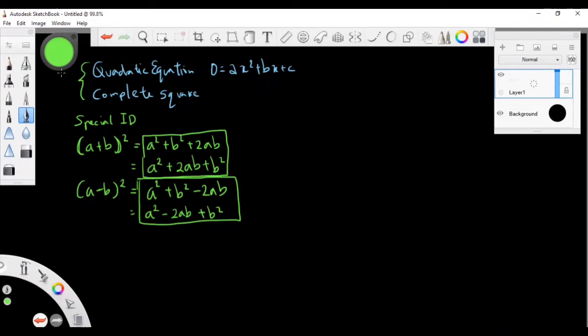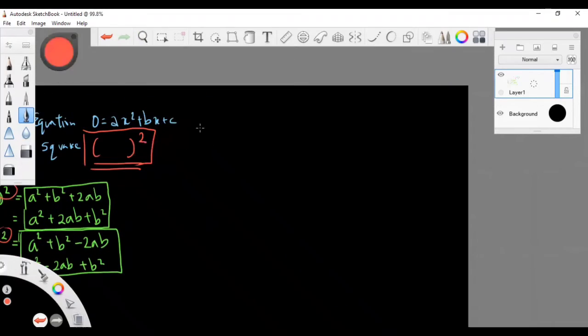So this will be our basics on the special identity for completing the square. Complete square means something squared like this. This is the main idea that you need to know. And if I have (a plus b) squared, I just put in the proper calculation of algebra.